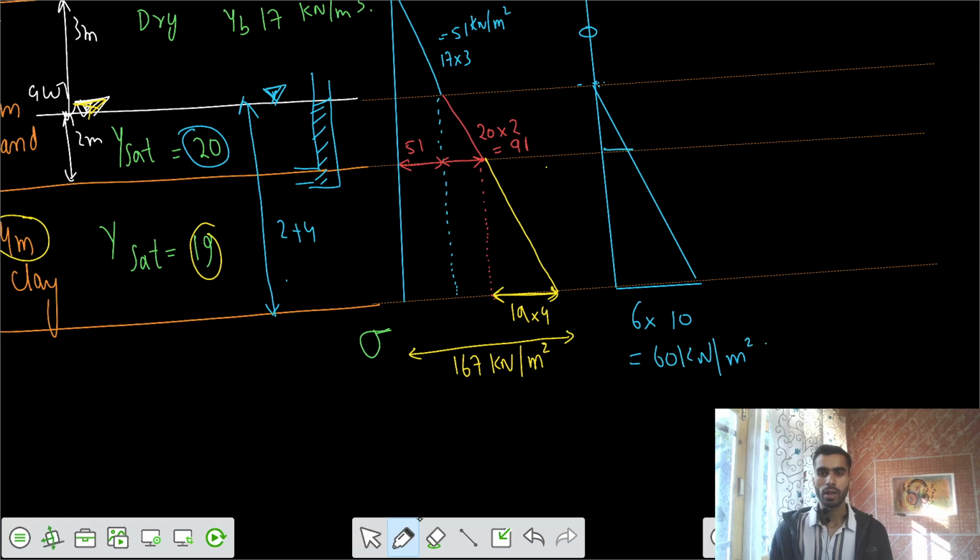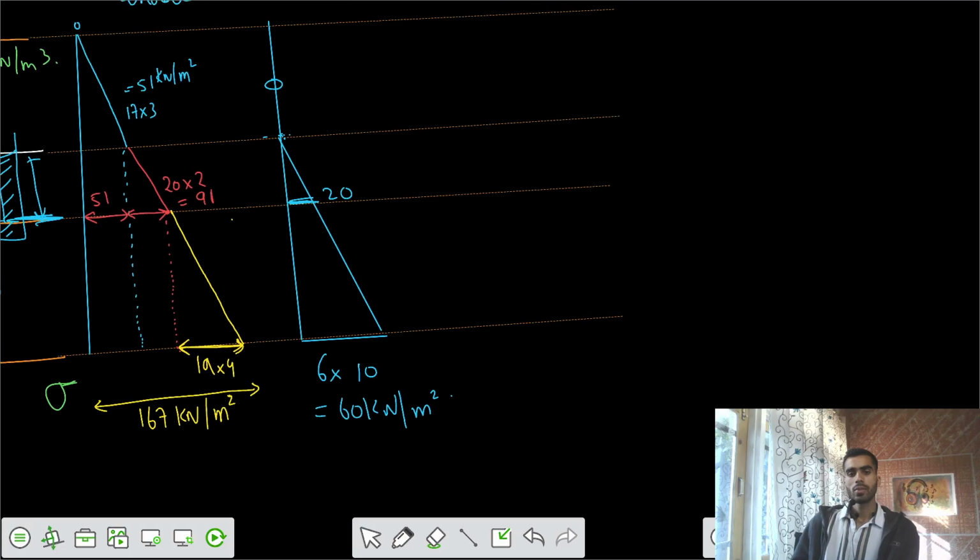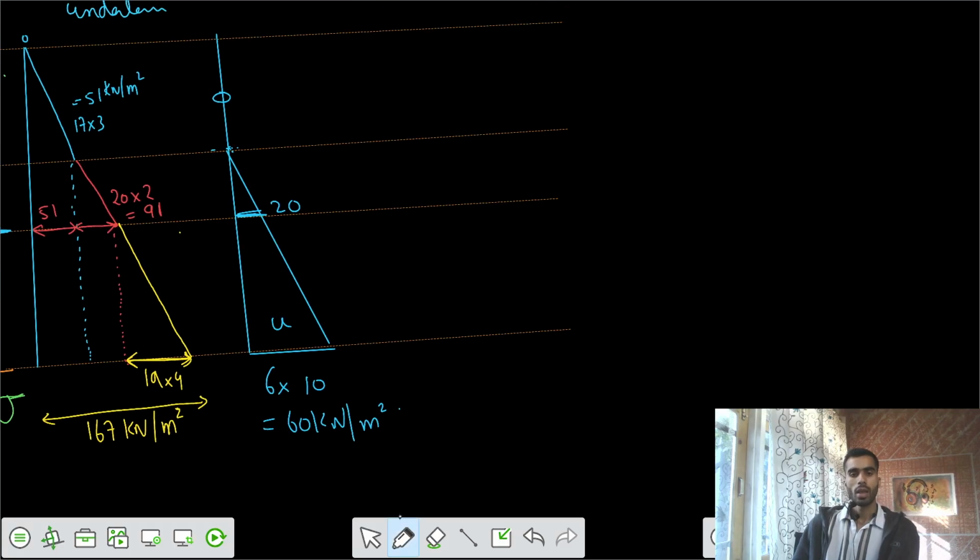And what about the value here? Is that 2 into 10? That's 20, because we have 2 into gamma w at this section. 2 into gamma w.